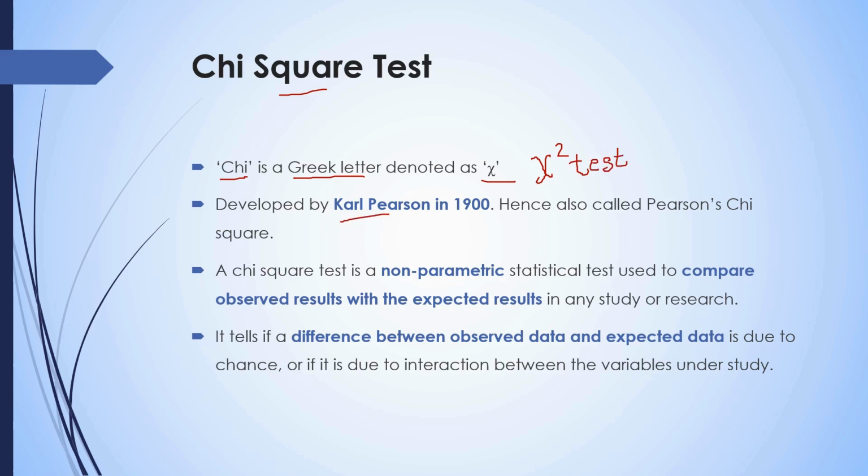This was developed by Karl Pearson in 1900, so this test is also called Pearson's chi-square. A chi-square test is a non-parametric statistical test. I believe you have already watched my video on ANOVA where I have already explained what a parametric statistical test is, so I'll not be explaining this here and we'll just go forward. A chi-square test is a non-parametric statistical test used to compare observed results with the expected results in any study or research. Let me explain what observed results and expected results are with a quick example.